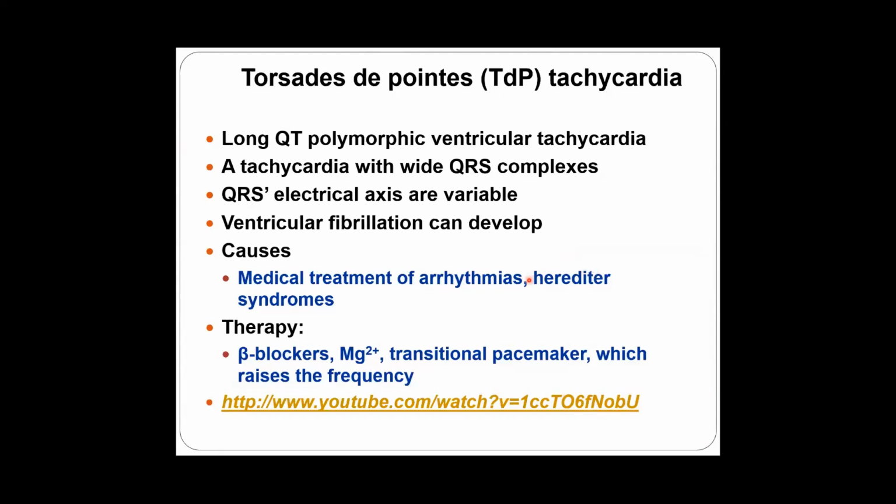Now, there is another tachycardia, called the torsades de pointes tachycardia. Relatively, this is a polymorphic tachycardia. It looks like the electrical axis is changing bit by bit. And that's a very important one because it needs treatment immediately because ventricular fibrillation can develop.